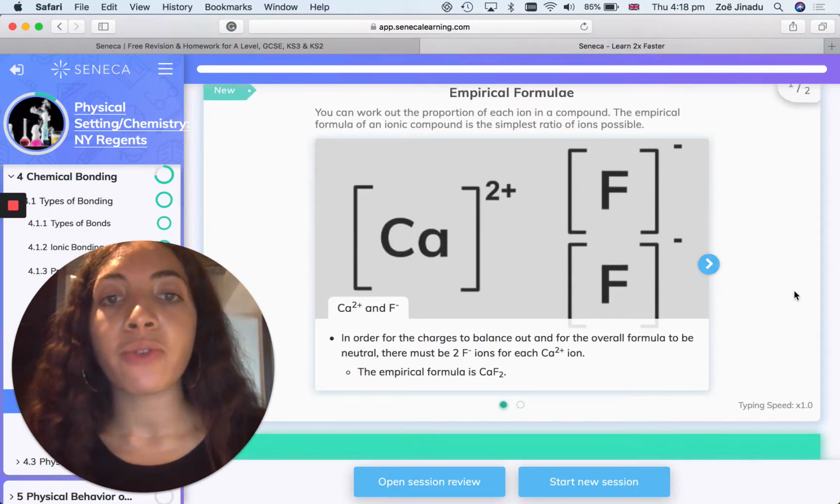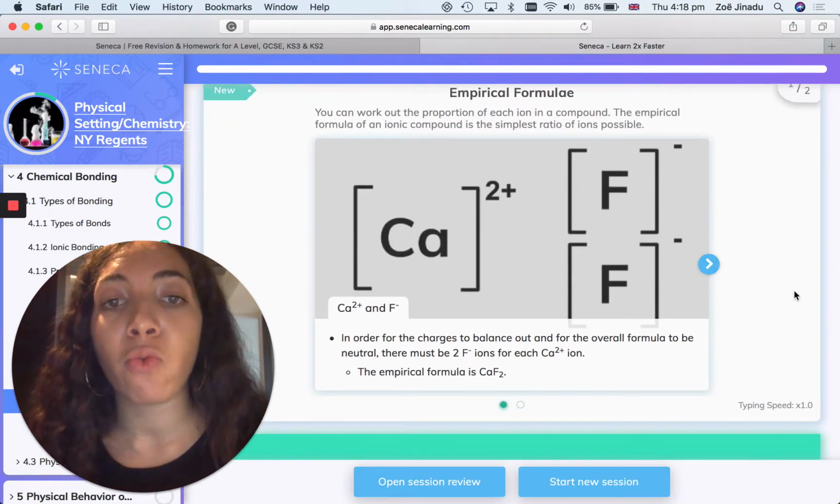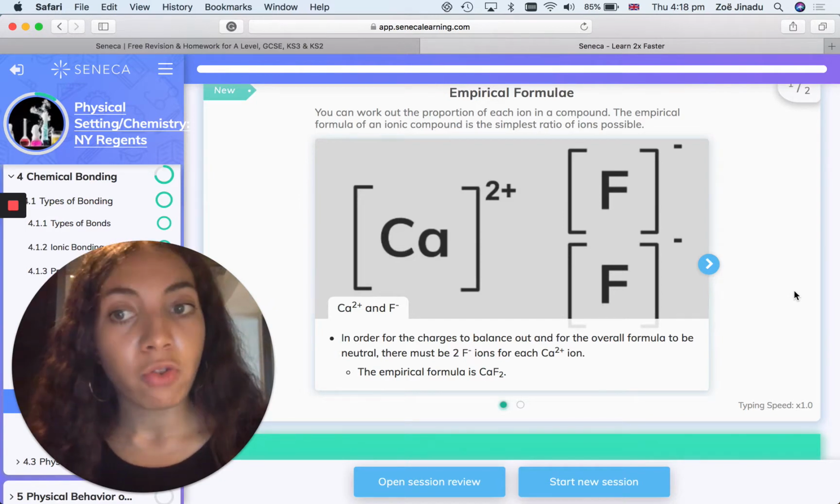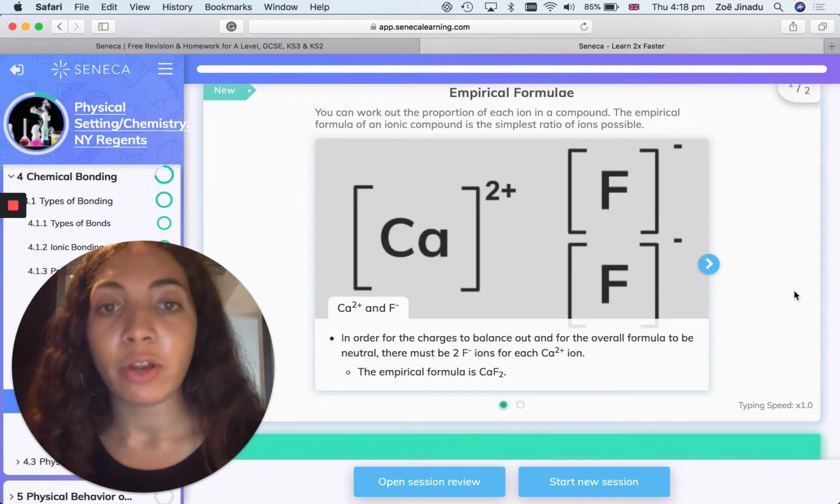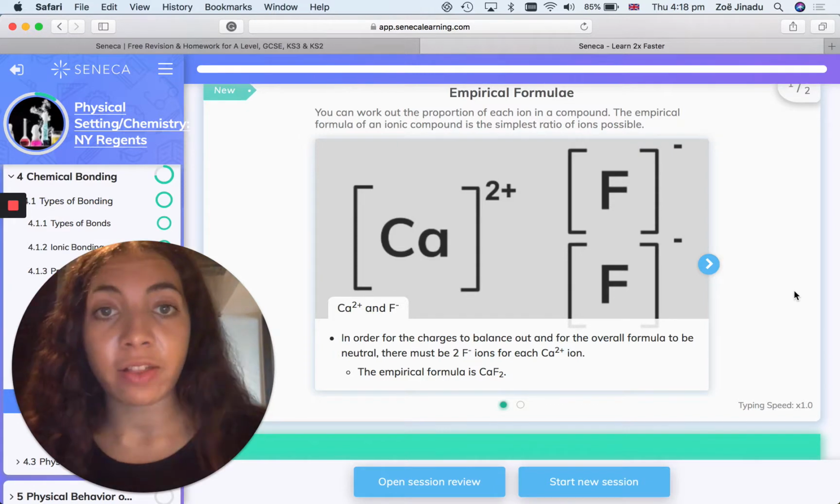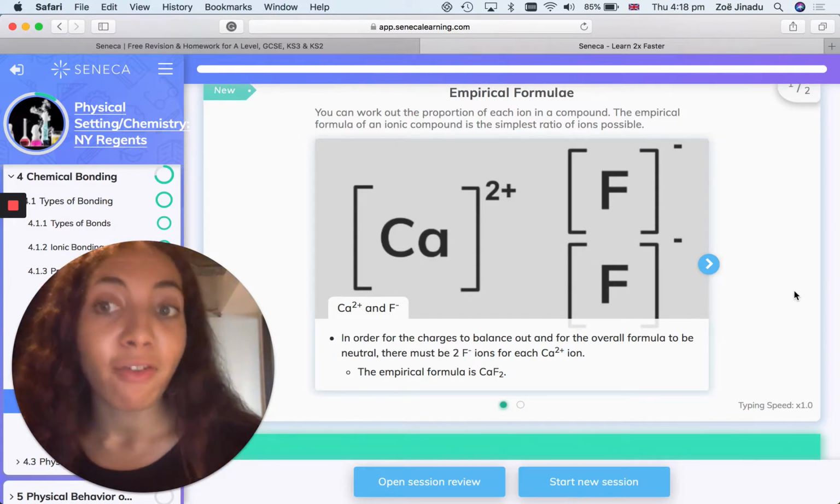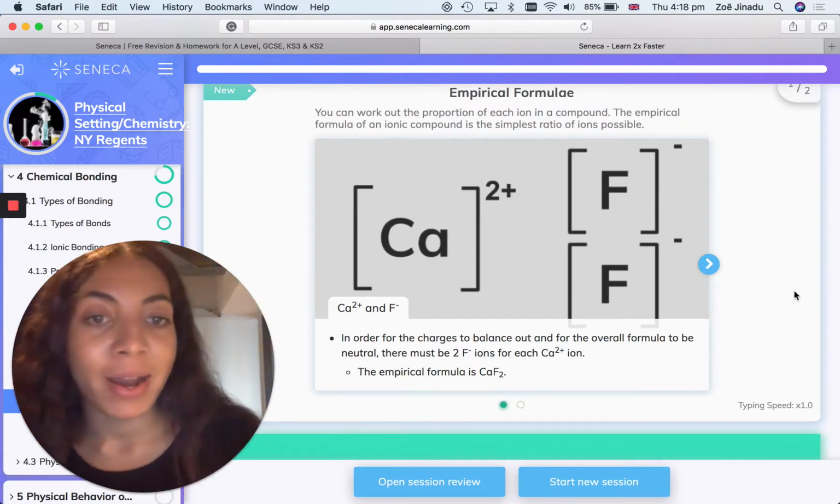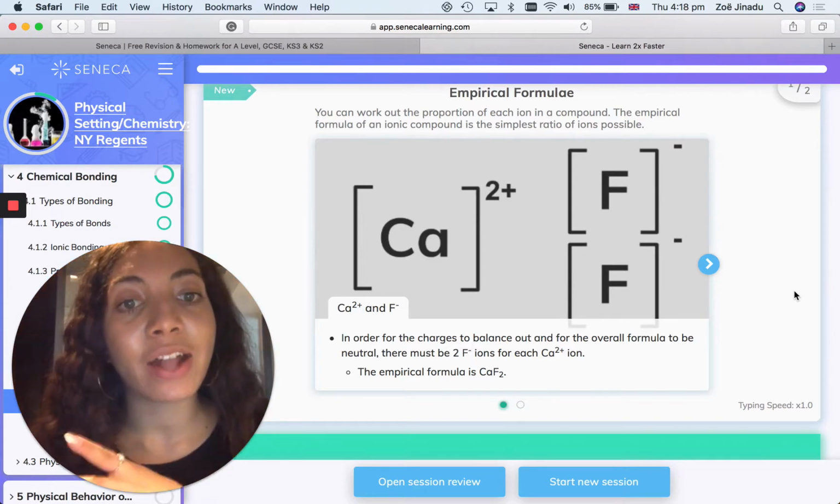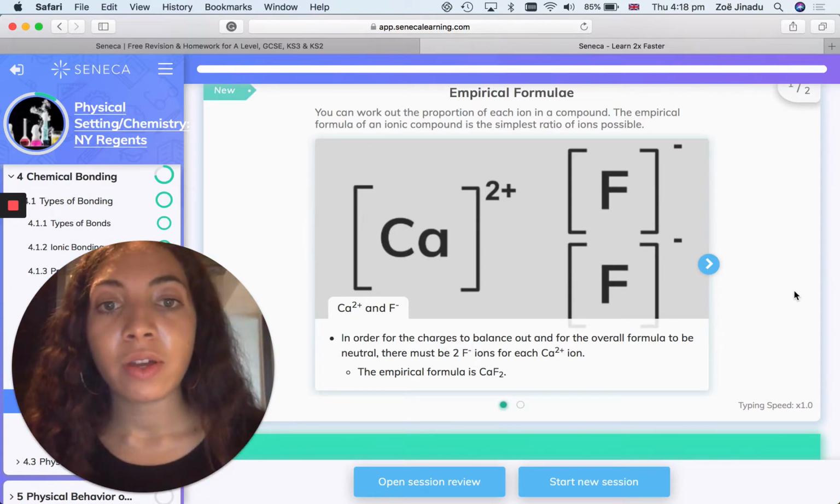In order for the charges to balance out so that the overall formula can be neutral, there must be, in this example of Ca2+ and F-, two F- ions for each Ca2+ ion. So the empirical formula is CaF2.